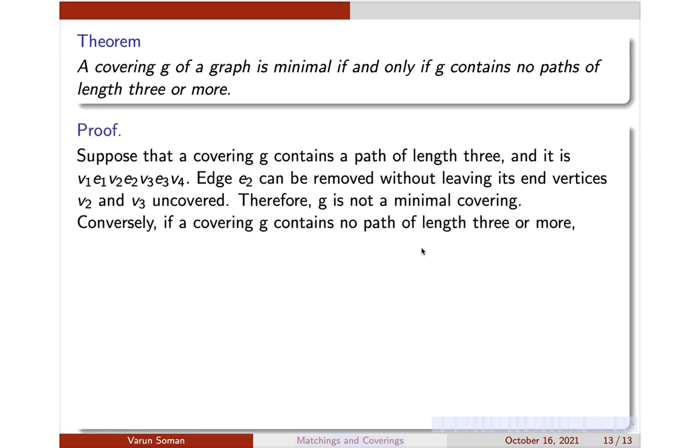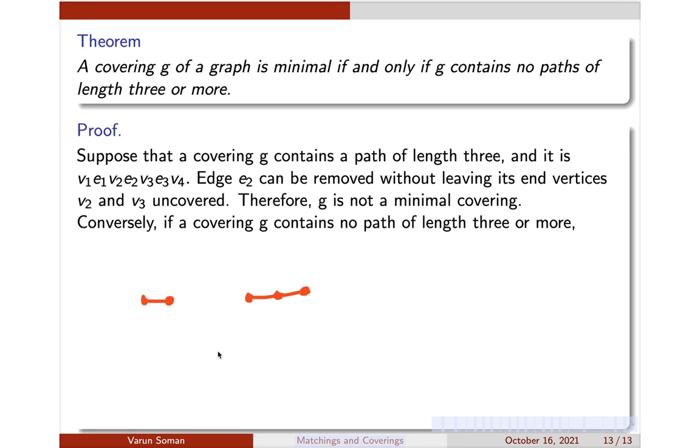Conversely, suppose a covering of G does not contain a path of length 3 or more, how will the edges in that covering be? It will be like this only. Sometimes it will be a single edge there without any other thing, or the covering may contain two edges like this. That is also possible, but three edges is not possible, because if there are three edges, it will not be a minimum covering.